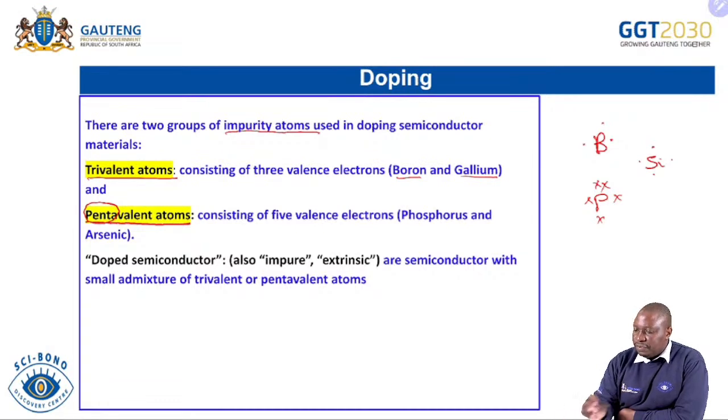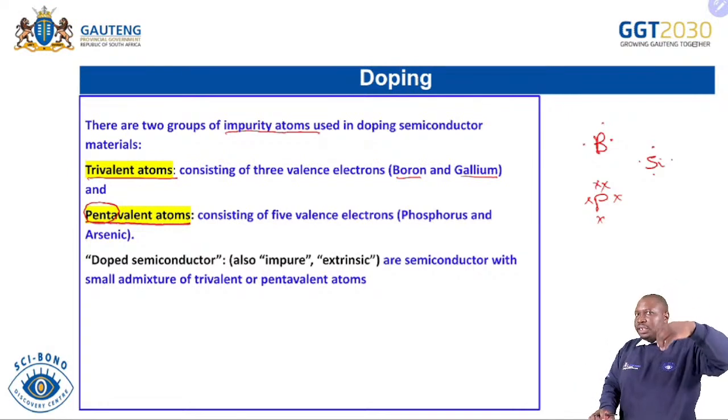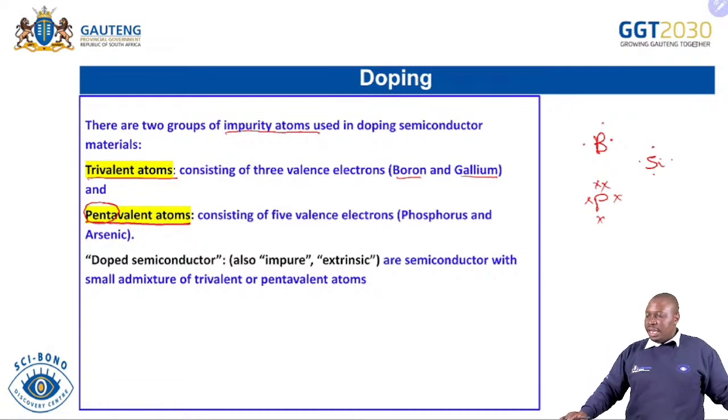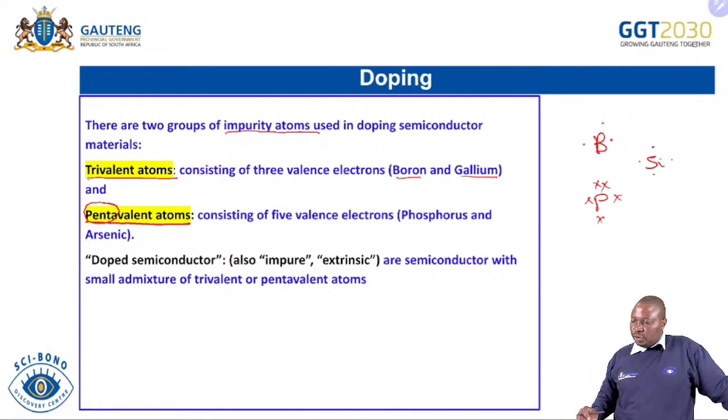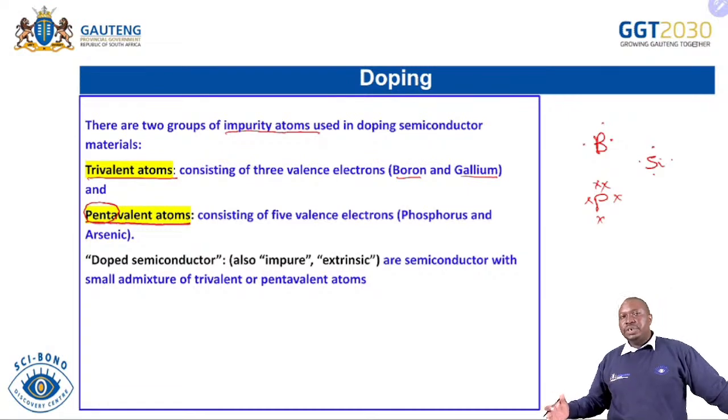And then for phosphorus, we are adding 5 electrons, 1 extra electron, which means we'll have an electron that is not shared with any other electrons. Remember, we want all our electrons to be shared so that they become more stable. But in this case, we are bringing either less through boron, trivalent, or we are bringing 5, which is extra, which is pentavalent.